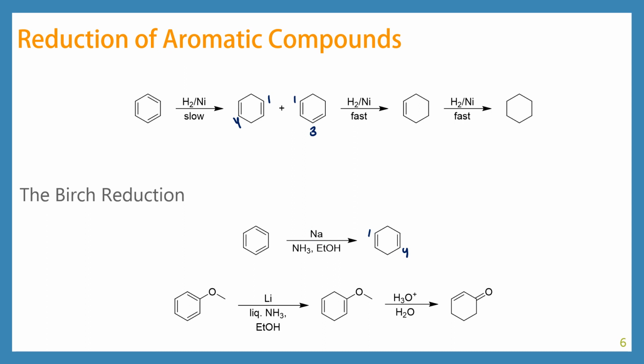Now, another cool thing that can happen with the Birch reduction is that if you do the reduction on a derivative such as anisole, you're still going to get the 1,4 cyclohexadiene. Note where the methoxy group is. It's not in between the double bonds. It's actually on one of the double bonds. And then if you further work this up with aqueous acid, you end up with kind of a weird reaction where you end up with a conjugated system. This is called an alpha-beta unsaturated carbonyl compound.